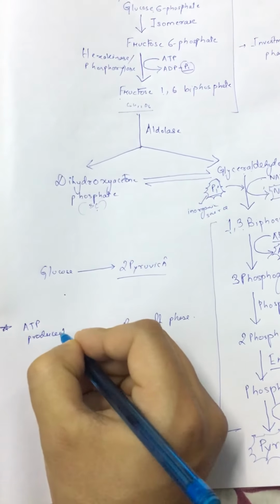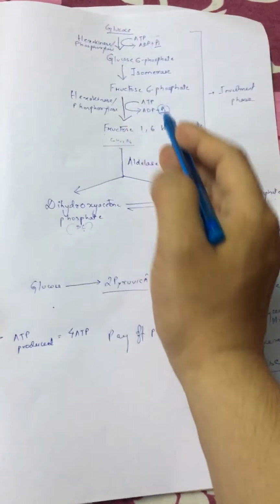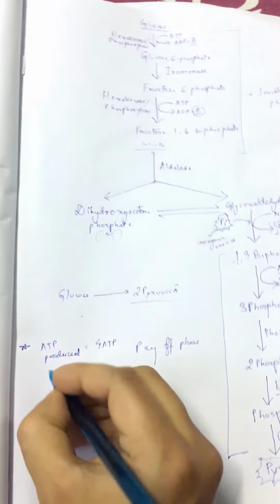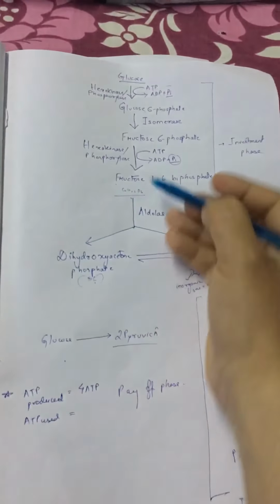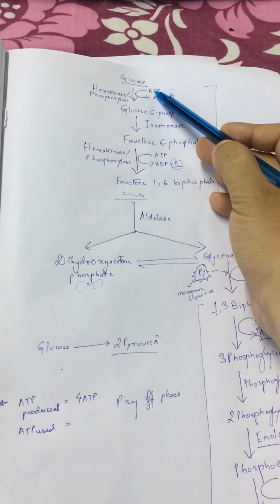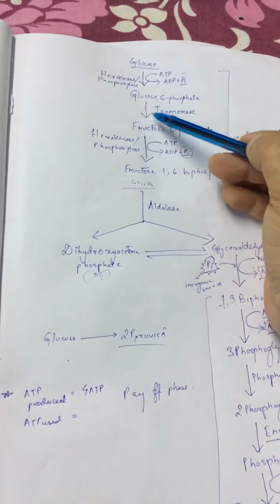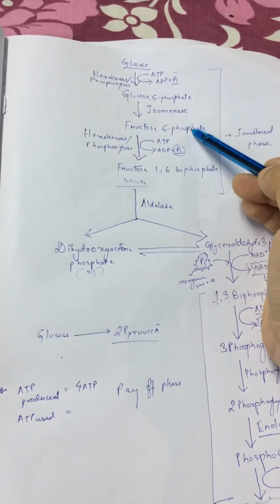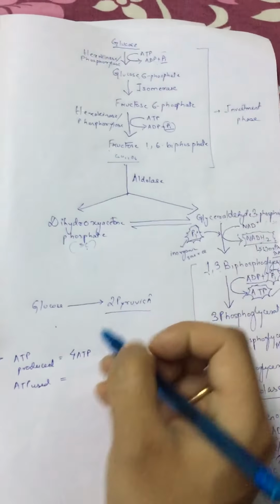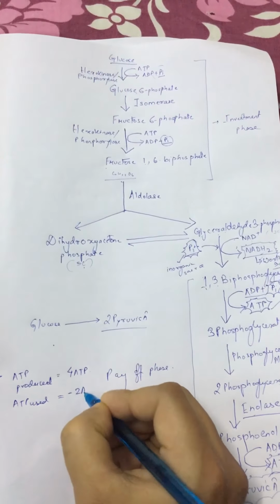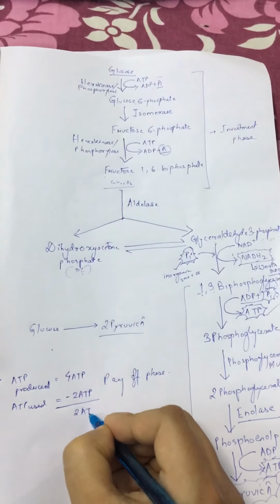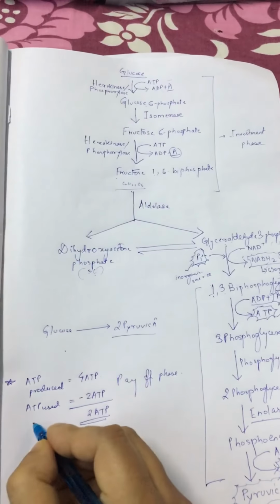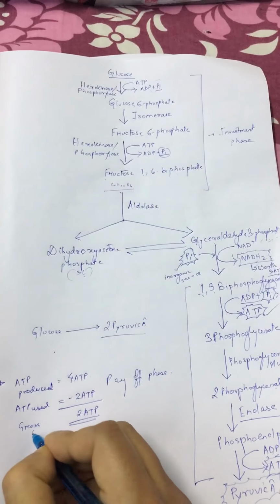But if you see how many ATPs are getting used: 1 ATP is used when glucose is converted to glucose 6-phosphate, and 1 ATP is used when fructose 6-phosphate gets converted to fructose 1,6-bisphosphate. That means 2 ATPs are used. So if you calculate the total, it will come to 2 ATP. So the gross ATP that is formed is 2 ATP.